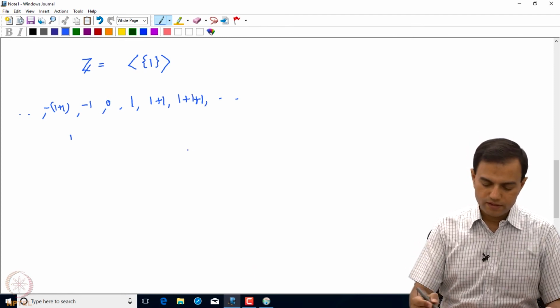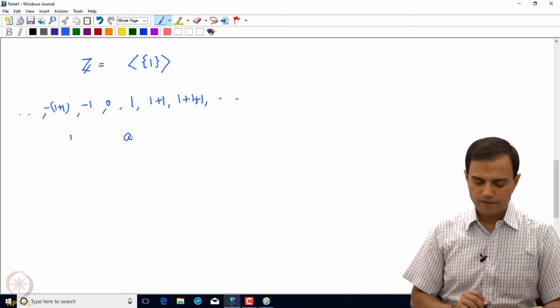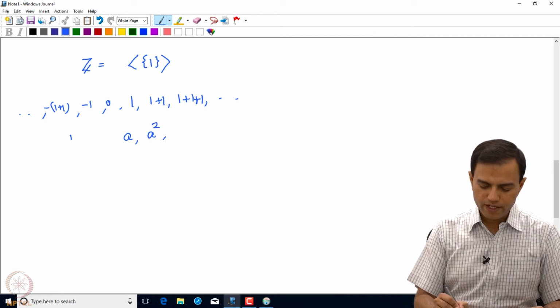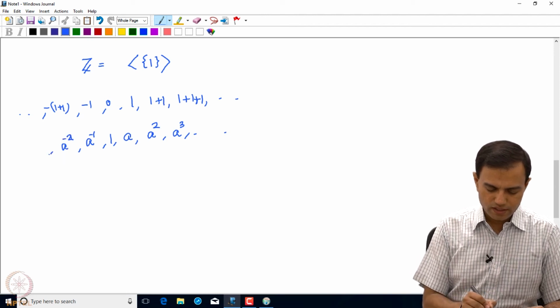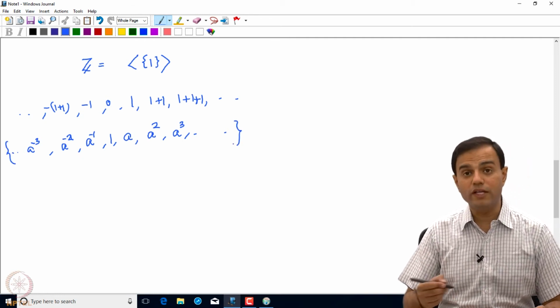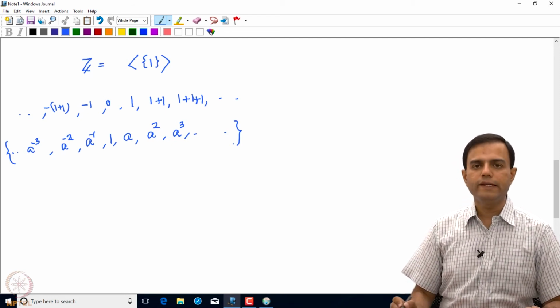And just a way to say it is, you take any symbol A. So in the group which is generated by A, A square is there, A cube is there and so on, identity element is there, A inverse is there, A to the power minus 2 is there, A to the power minus 3 is there and so on. So there are no relations. Generator is of course singleton A, but there are no relations.